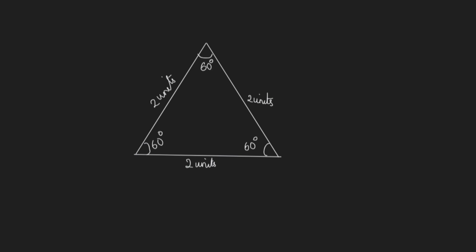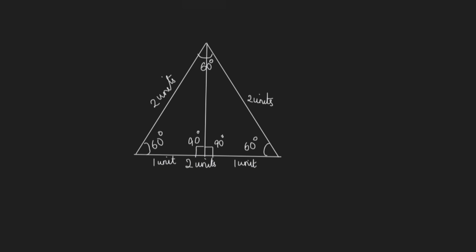Now the next step is to drop a perpendicular from the top vertex. Now this divides the equilateral triangle into 2 right angle triangles, where it forms a 90 degree angle here and a 90 degree angle here. And the baseline, which is 2 units, will be divided exactly into 2 halves, where each one will have 1 unit each. So this is 1 unit and this is also 1 unit.